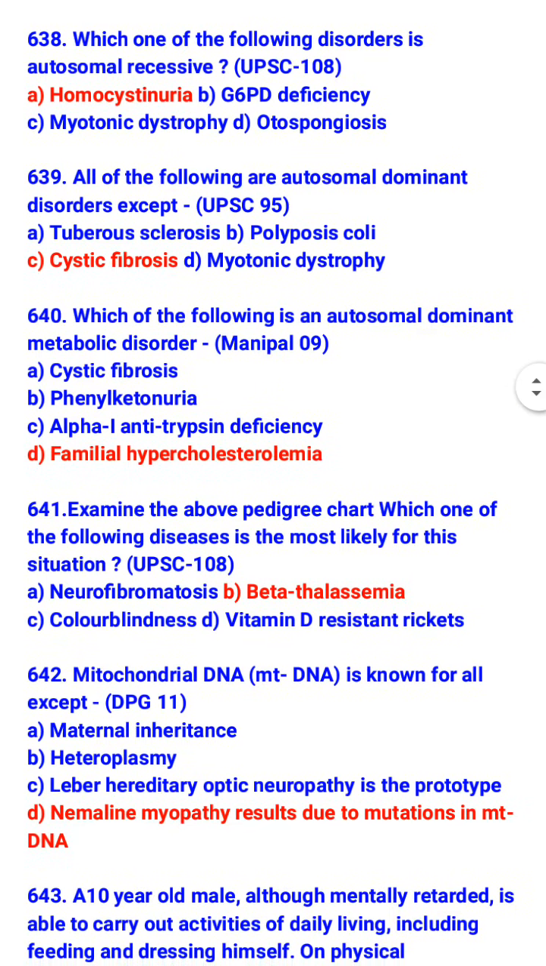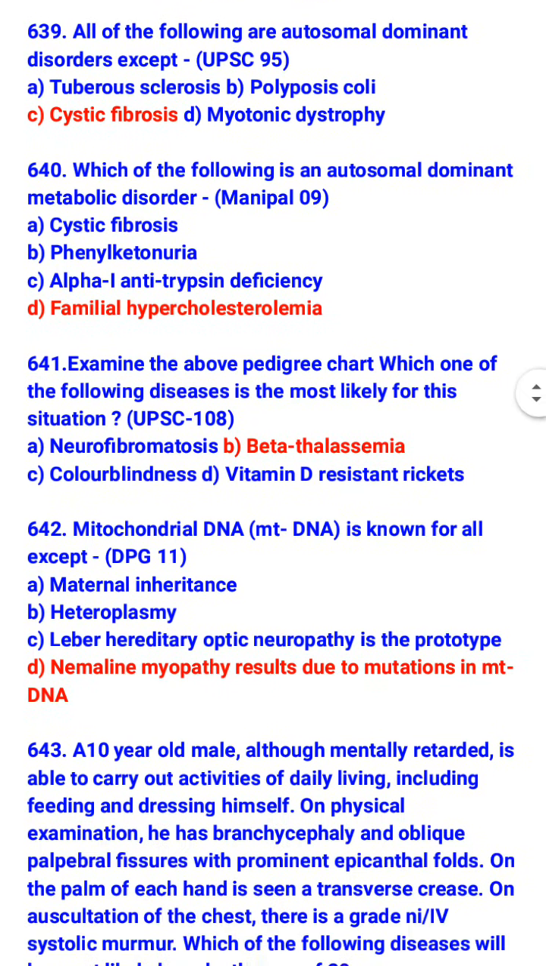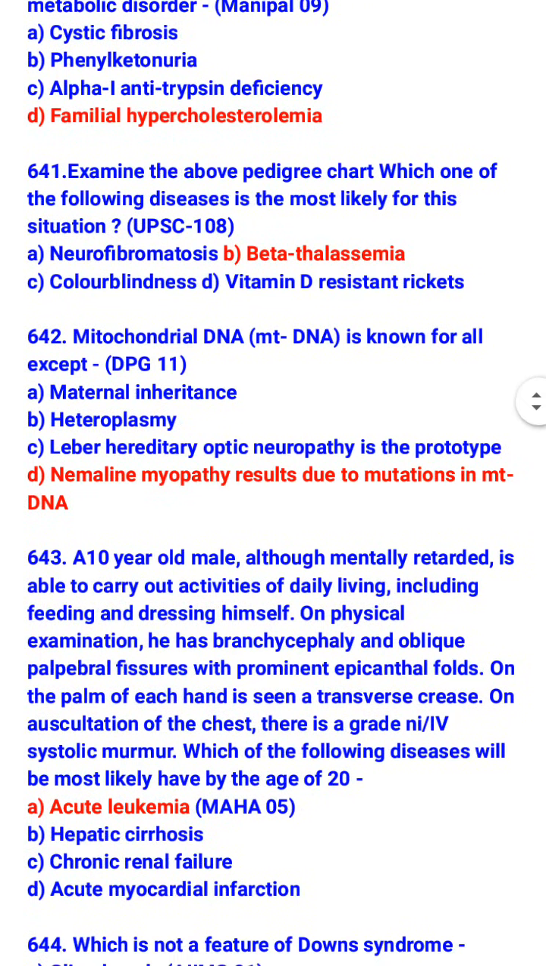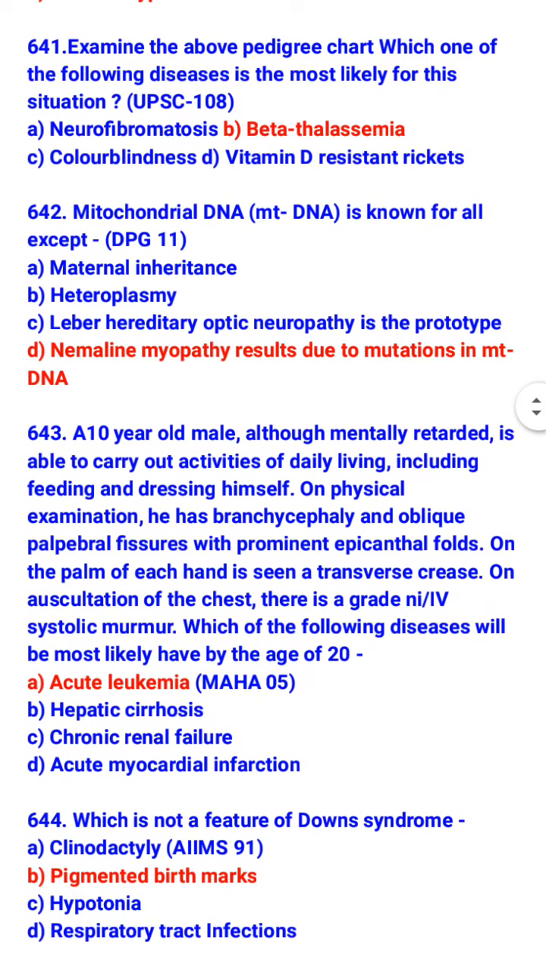Examine the above pedigree chart. Which one of the following diseases is most likely for this situation? Beta thalassemia. Mitochondrial DNA is known for all except mammalian myopathy resulting from mutation in mtDNA. So mitochondrial DNA is known for maternal inheritance, heteroplasmy, and Leber hereditary optic neuropathy is the prototype.